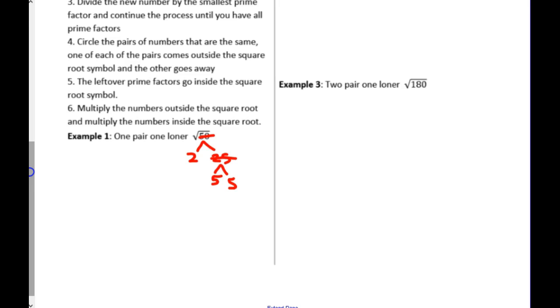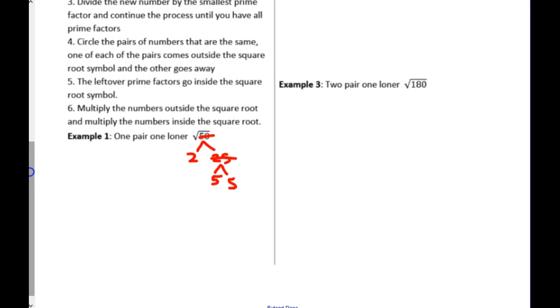Does 5 break down further? Nope, those are prime. So please resist the urge to make more factor trees of 1 times 2 and 1 times 5. You're never going to use 1. 1's not a prime number, okay? What? 1 is an identity, a unit. No, but take my word on this one.